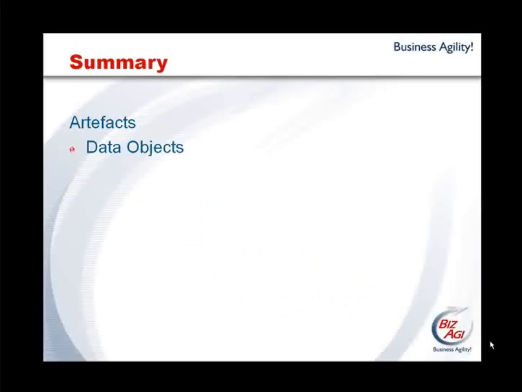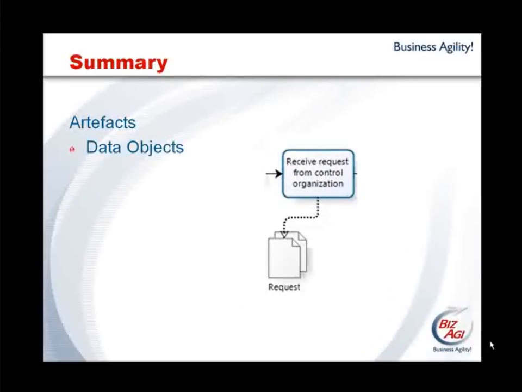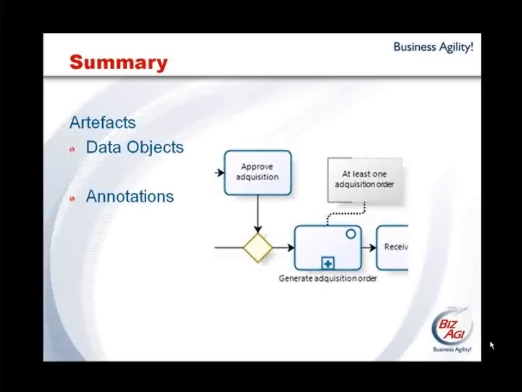Finally, we have artifacts that are used to provide more information about the process. Within this category, we find data objects, notations, and groups.